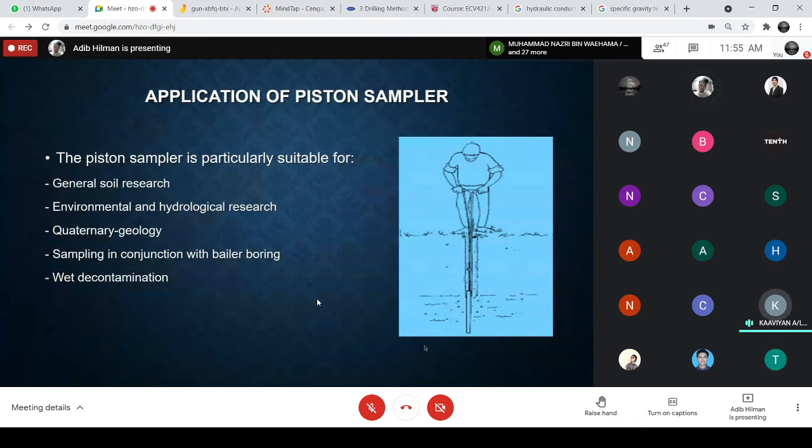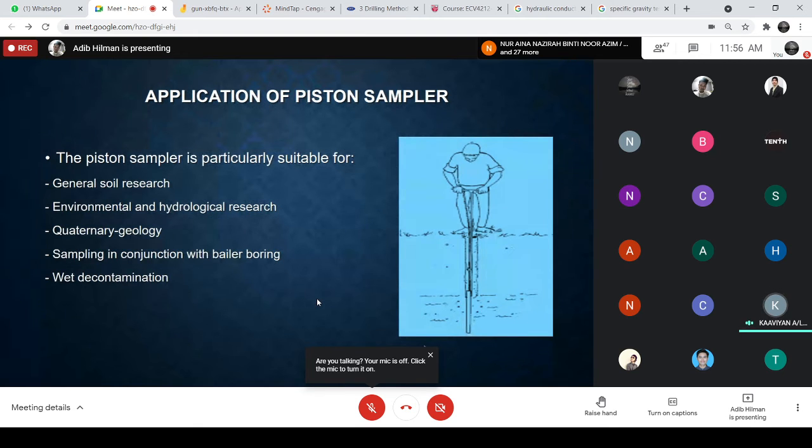Thank you, Ishmam. My name is Kavian, matrix number 193960. So for the application of piston sampler, the piston sampler is particularly suitable for general soil research and also environmental and hydrological research. And it's also useful to get sampling in conjunction with baler boring and also for wet decontamination. That's all from our group.